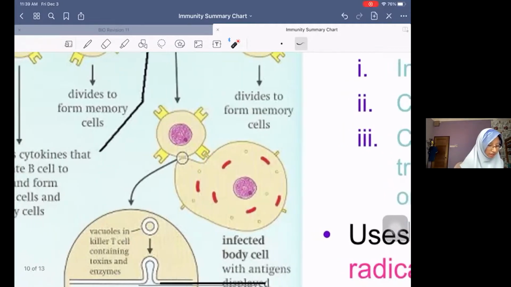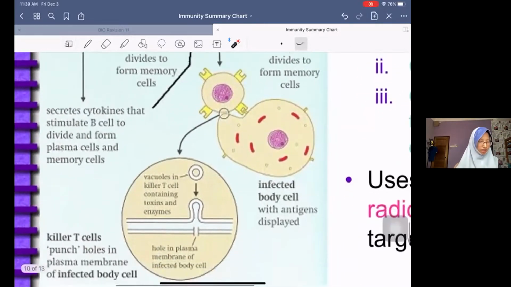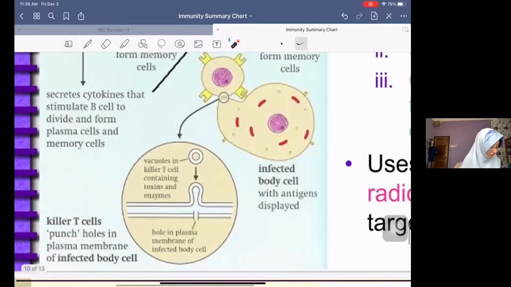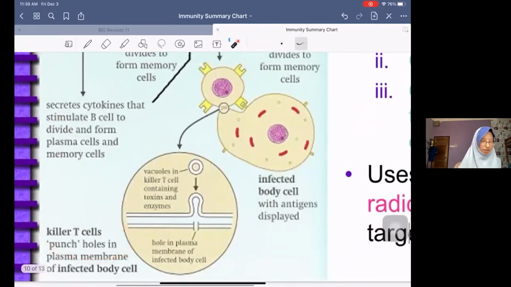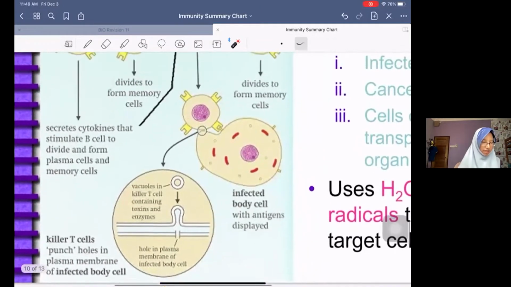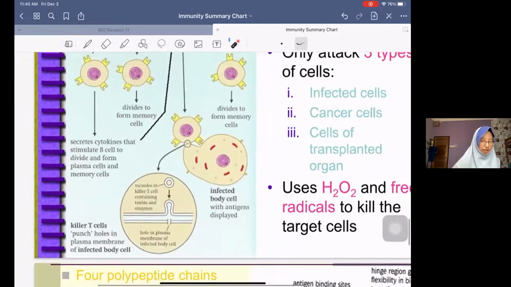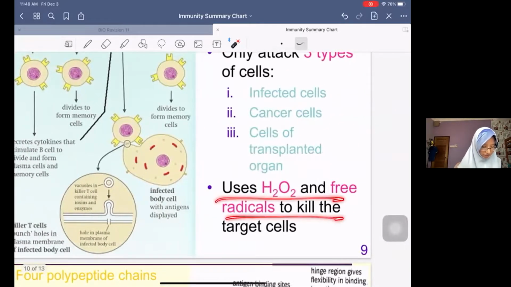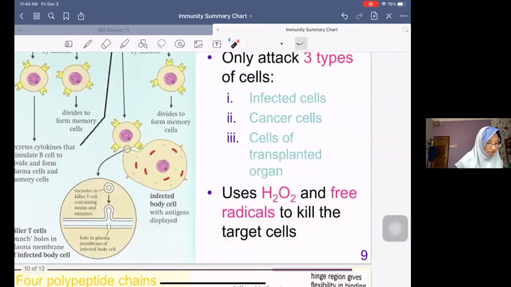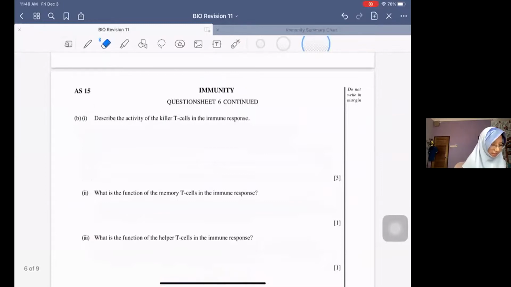Then when the T lymphocyte binds to this foreign substance on the cell surface membrane, it is initiated to kill the infected cell. They secrete enzymes to punch holes so that they can put in toxins and destroy the cell completely. Once a cell is dead, the remaining parts of the dead cell will be eaten up by the macrophages. They use H2O2 and free radicals to kill target cells. So describing the activity of killer T cells is just the same as what I said just now.